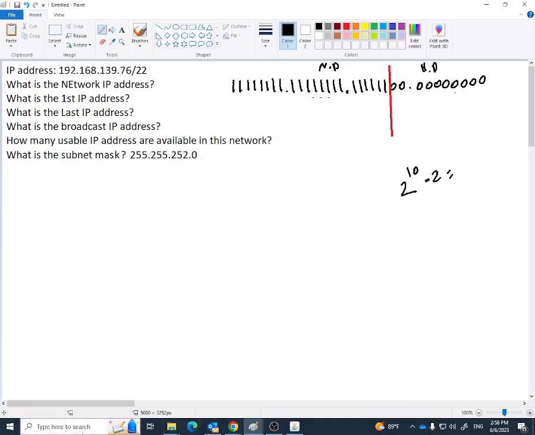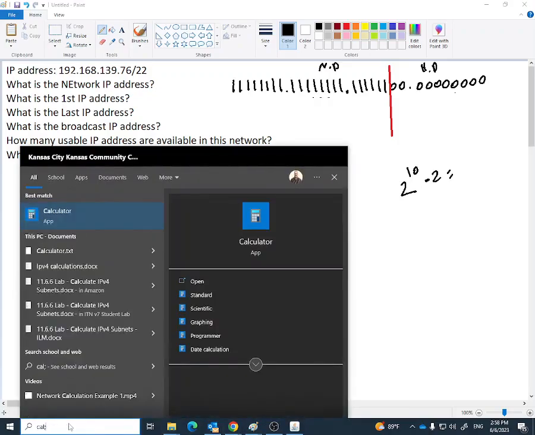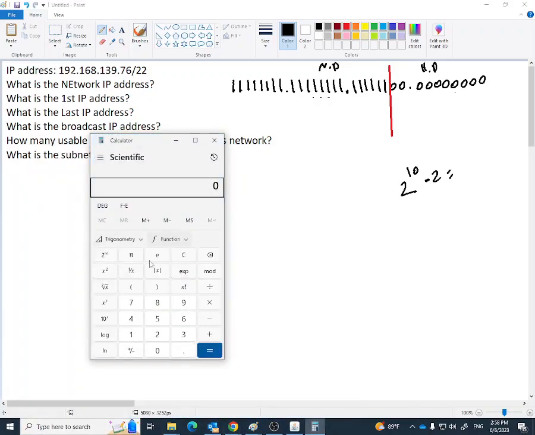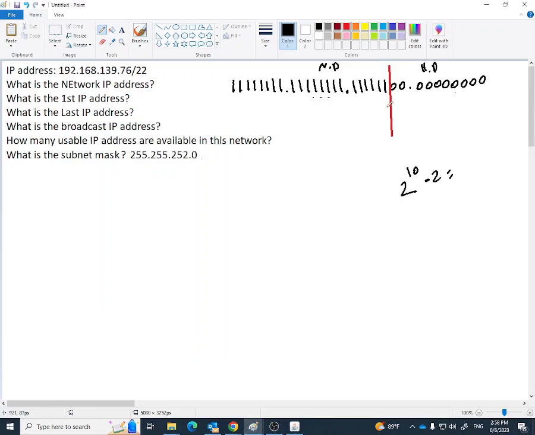Of course, I need to have a calculator here. So 2 to the power of 10 equals this number, minus 2, and that's 1022. So let's go ahead and type that, 1022. And here it is. How many of those? 1022. Okay, let's clean that as well.